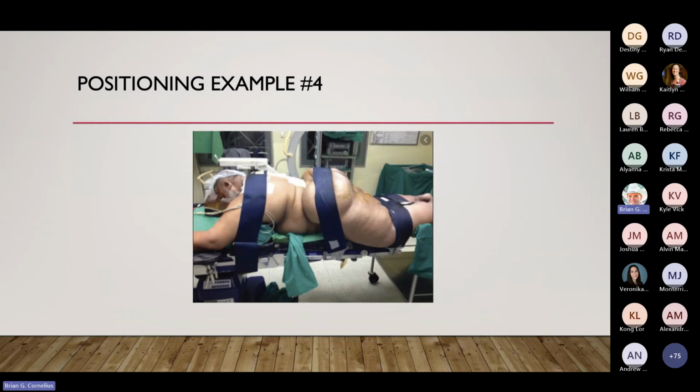This is somebody large on a similar frame. This is more of a fracture table-like frame. But the same issues that we're dealing with here. If you look down, the knees are very poorly supported. What is this holding his feet up? Can you guys see that? Is that a chair? Is that actually a walker? It's not a walker. It's like an OR table, but still not a good choice, right?